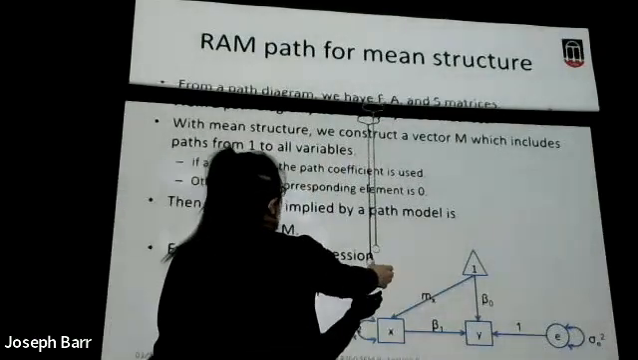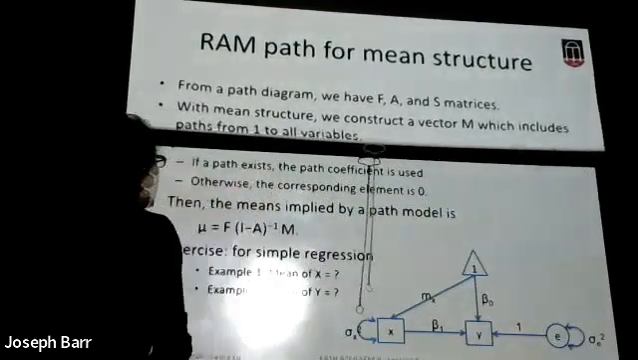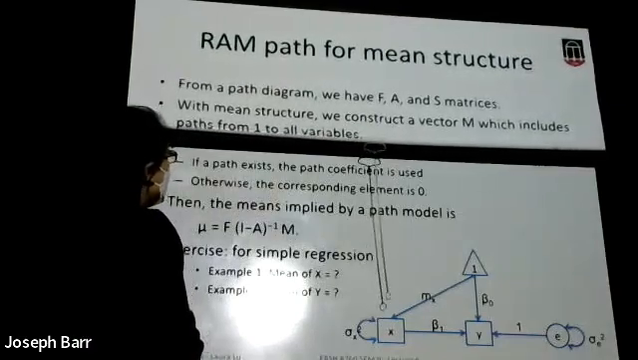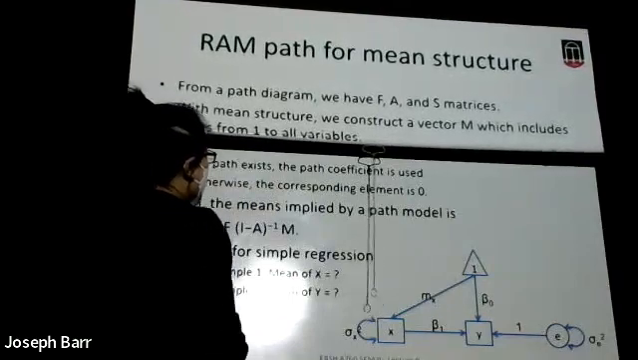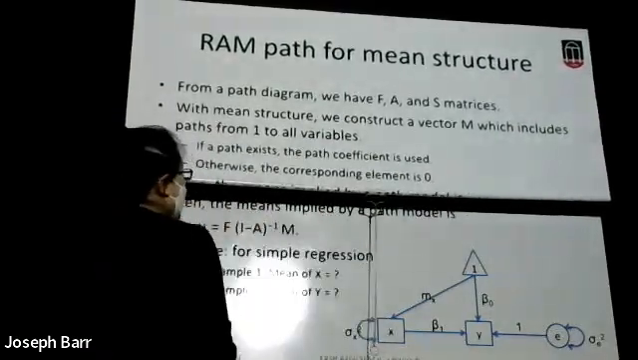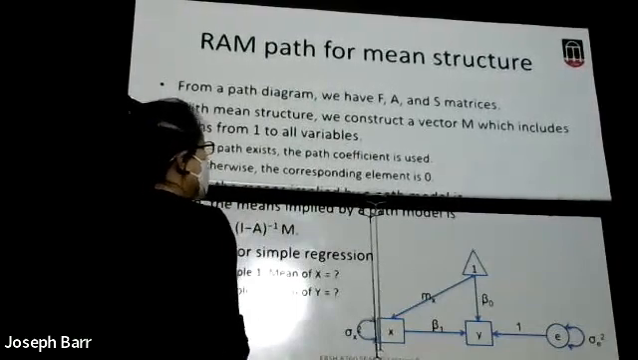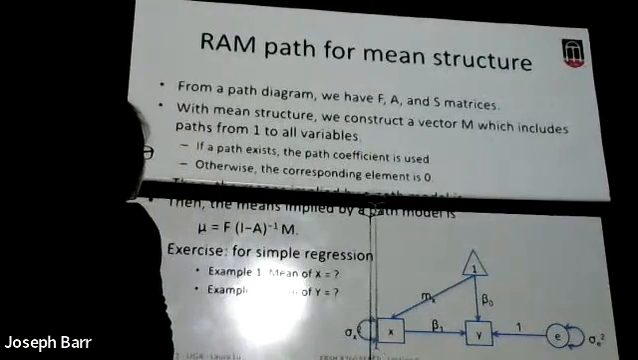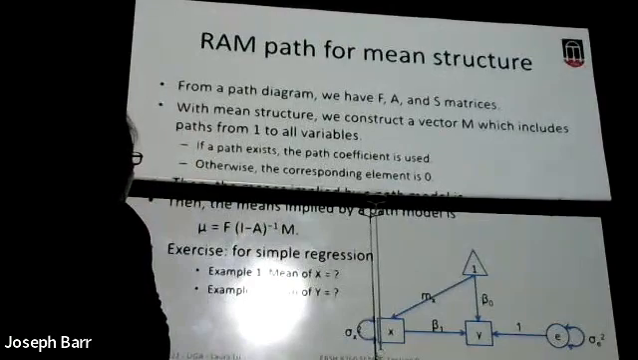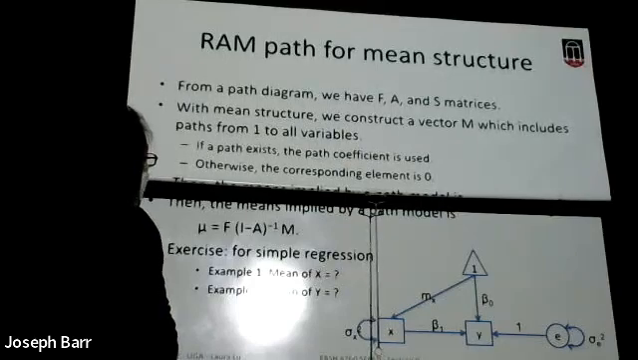So we also need to figure out some matrix. Previously we have the F matrix, the A matrix, and the S matrix for the covariance. Now we consider the mean, so we also need to know an M vector, not a matrix, a vector, which includes paths from 1 to all variables. If a path exists, then the path coefficient is used. Otherwise, the corresponding element is 0.